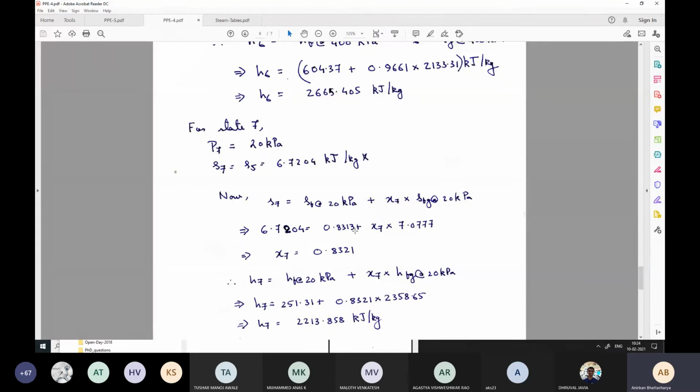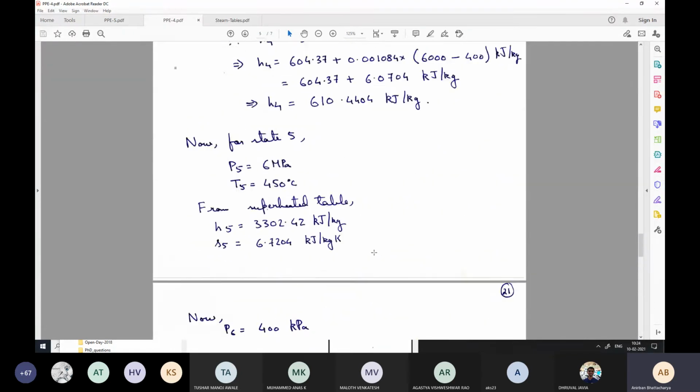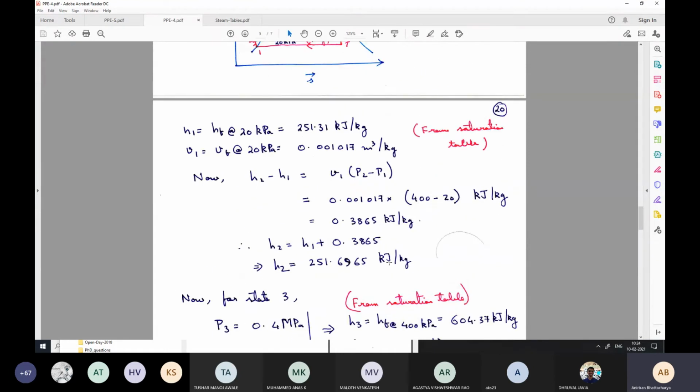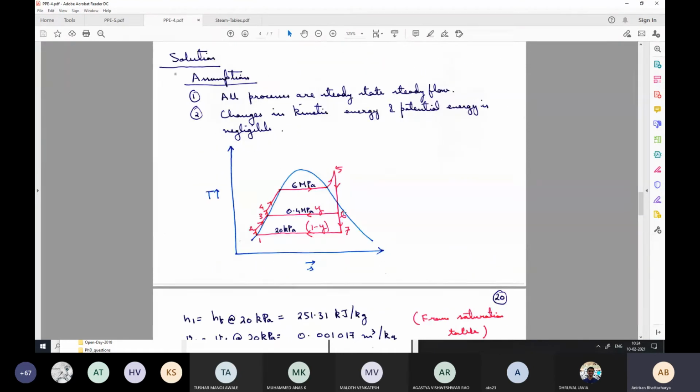We can see from the diagram also that quality is reduced. 6 is very near to the saturated line, while 7 is much farther away from the saturated line. So quality will be reduced, and that is what we are getting also from our calculation, that quality is 83.21%.